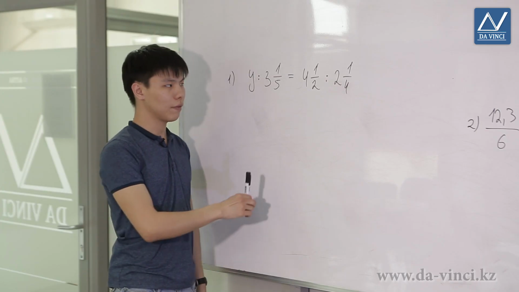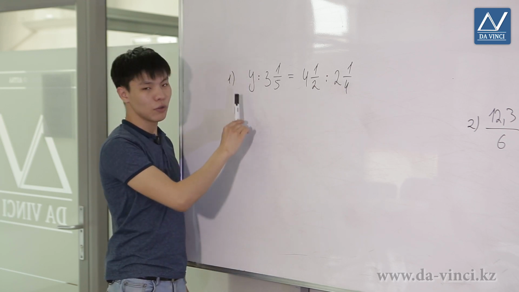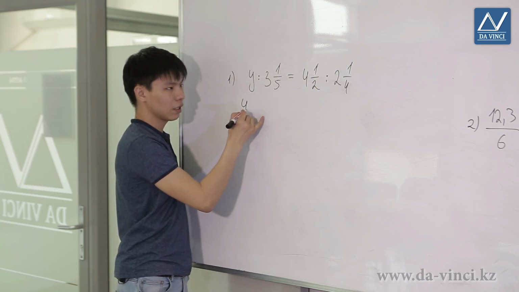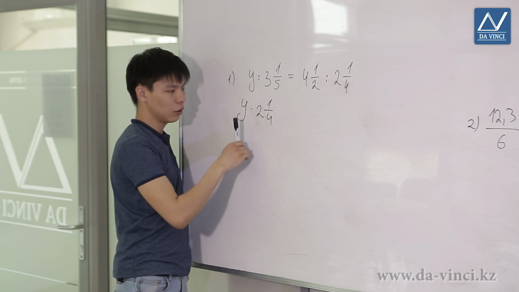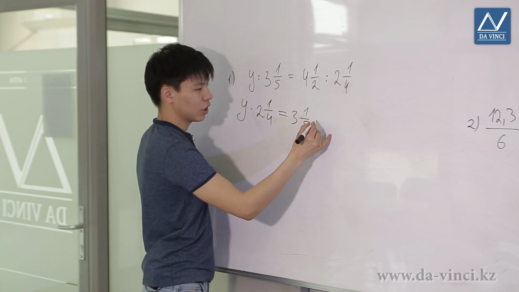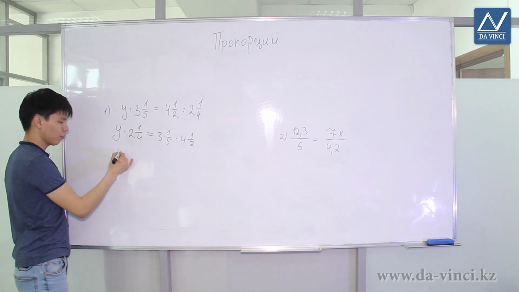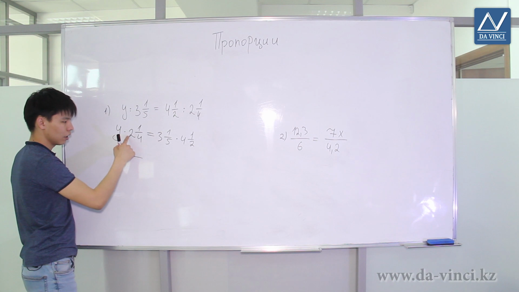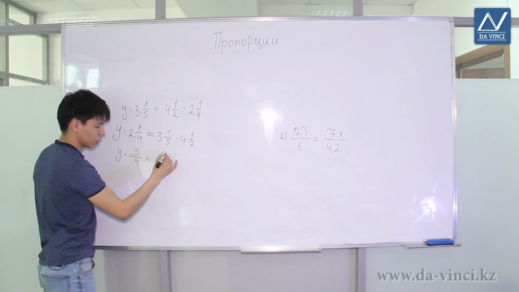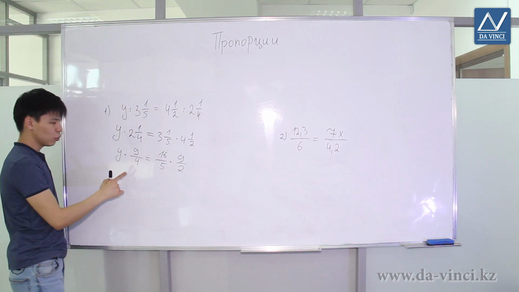And finally, let's take a look at two equations. We have a proportion and we need to find y. We know that the main property of proportion sounds like this: the product of the extreme members is equal to the product of the middle ones. We have the extreme members, y and 2 and 1/4. That is, y multiplied by 2 and 1/4 will be equal to 3 and 1/5 times 4 and 1/2. Let's convert everything to improper fractions. Y multiplied by 2 and 1/4: 2 times 4 plus 1 is 9/4. Equal to, this will be 16/5, multiplied by 9/2.